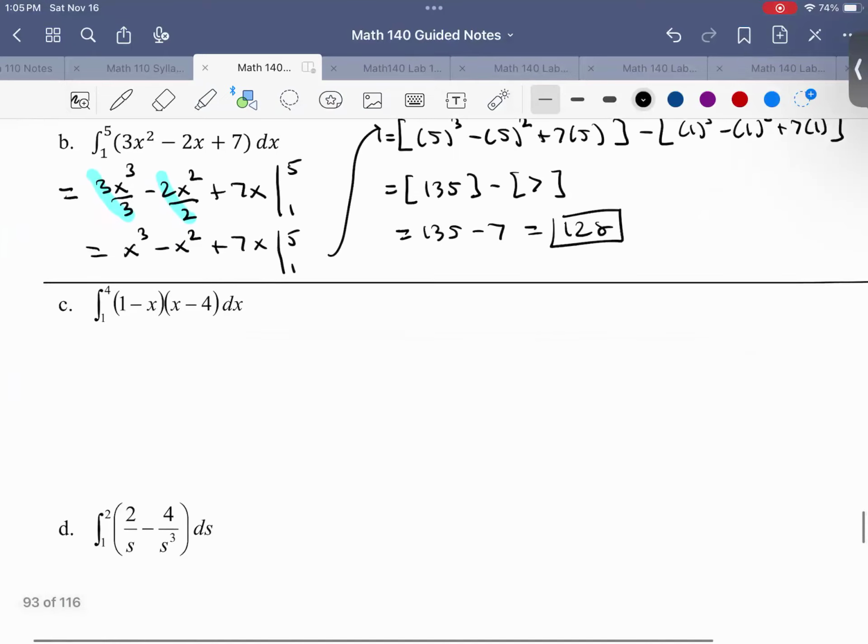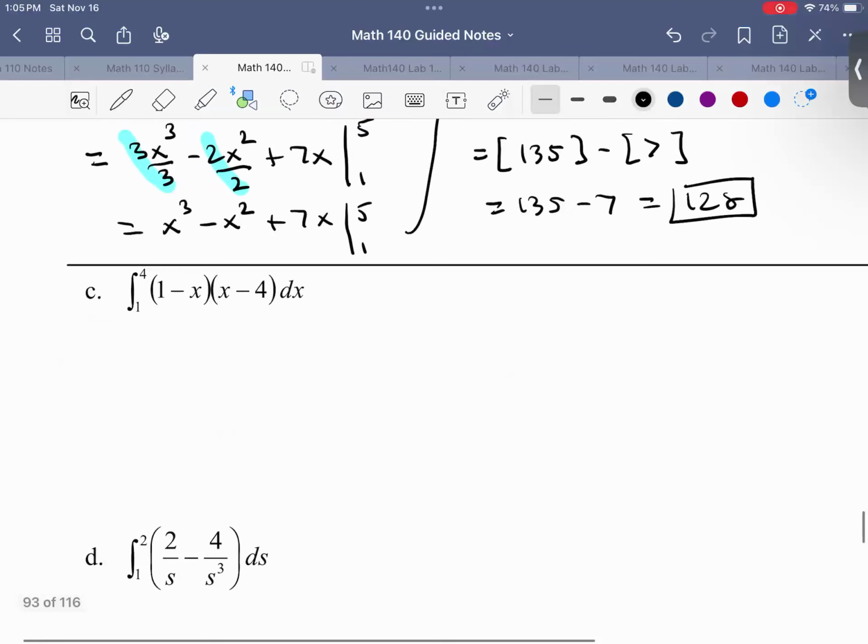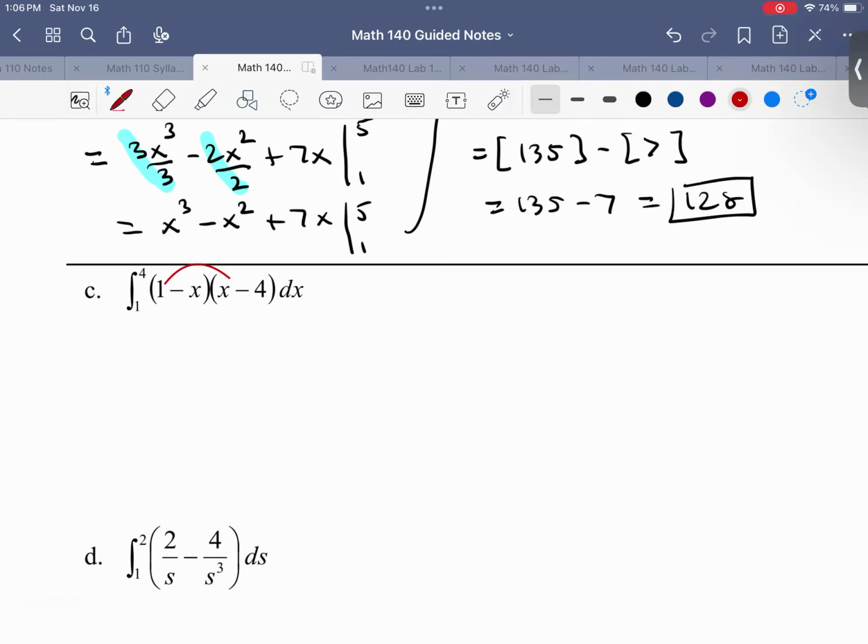Letter C is a little bit of a different setup. We have 1 minus x times x minus 4. So here, in order to take the integral of this function, we would need to distribute these two expressions and come up with a much cleaner expression to integrate. So we're going to distribute: 1 times x, 1 times -4, negative x squared, and then 4x.